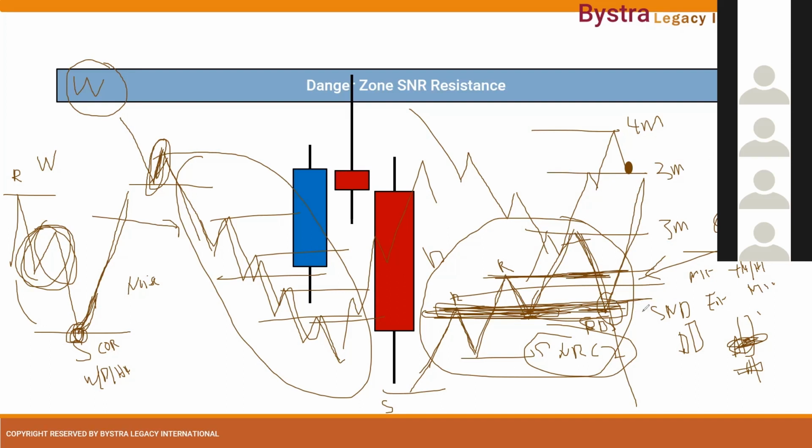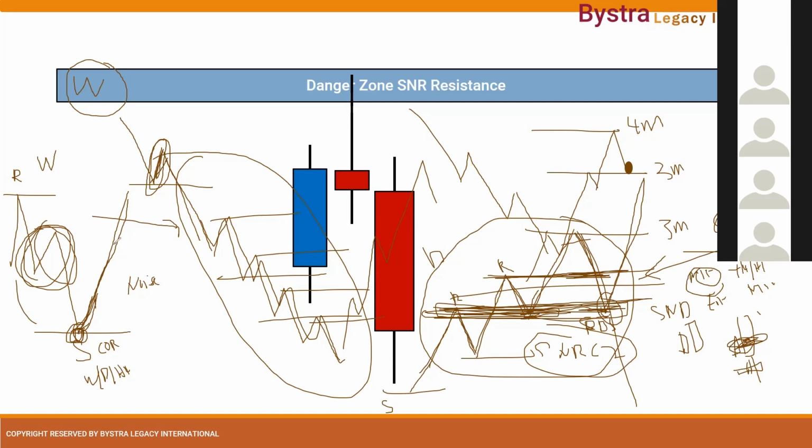Okay, so this is how we use the NORA entry. This is a daily SNR setup. Use the NORA entry at a smaller time frame. Once there is a confirmation, H4, H1 rejection, then only you enter using the smaller time frame setup. Then your risk is much smaller, instead of this zone, which could be 50, 60 pips.